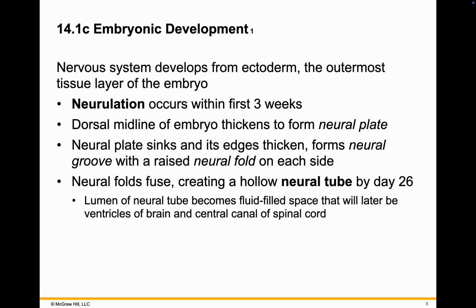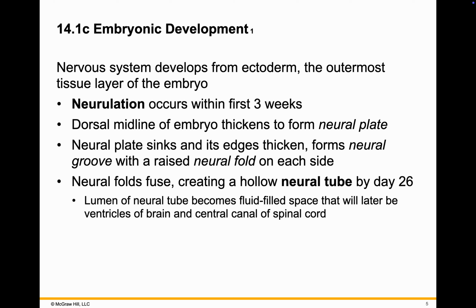The dorsal midline of the embryo will thicken and form what is known as a neural plate. That neural plate will sink, its edges will get thicker, and it will form a neural groove with raised neural folds on each side. Eventually, those neural folds will fuse, creating a hollow neural tube by 26 days, roughly a month. The lumen of the neural tube becomes fluid-filled space, and later is going to be the ventricles of the brain and the central canal of the spinal cord.